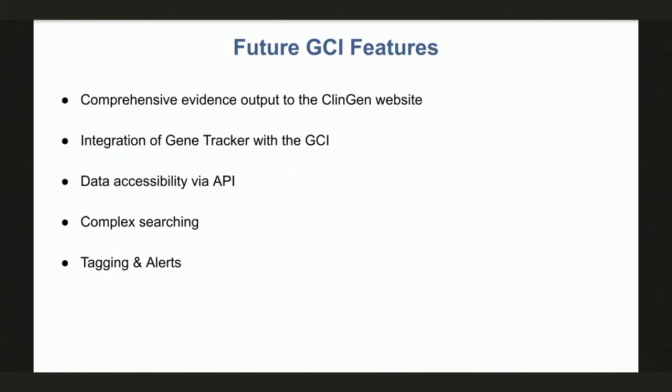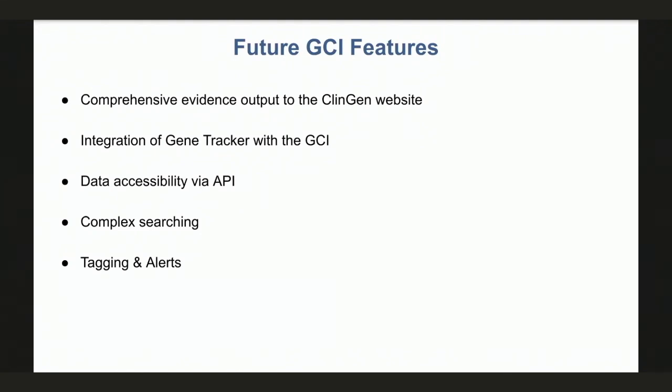In addition to this, we're in discussions at the moment with the gene tracker team led by Courtney Saxon at UNC to integrate the gene tracker with the GCI. The GCI already shares real-time updates for the gene tracker, but our plan is to provide users with a seamless curation experience as they traverse these two tools, which would include the ability to initiate a new gene disease record from within the gene tracker.